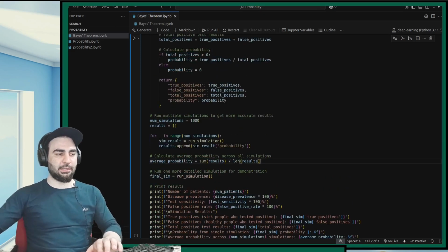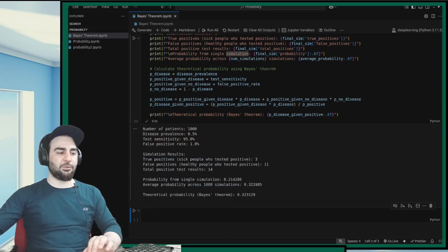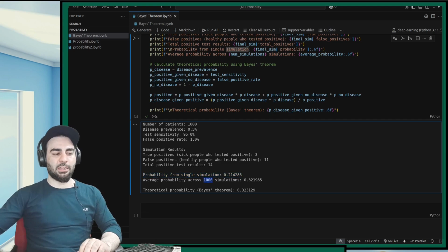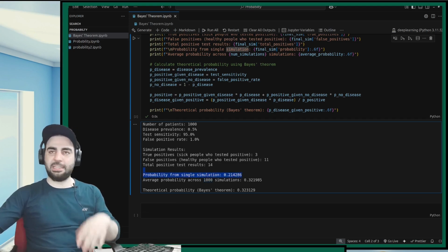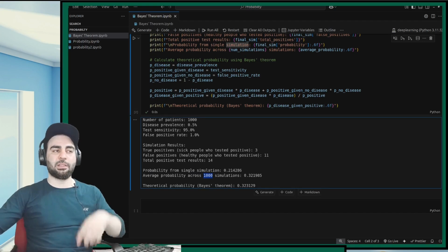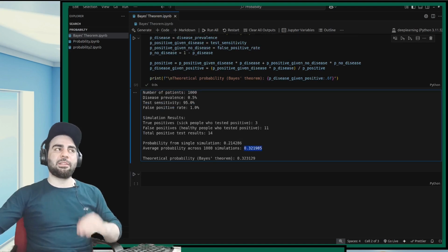Let's run this. And we have seen the number of patients is 1,000. If you see this, this comes out to be the probability from a single simulation, and the average probability across 1,000 simulations. In a single simulation, it can be wrong, and when you do it across 1,000 simulations, the probability comes out to be 0.32198. And when you see the theoretical probability, it is equal to this. The more you increase the number of patients, the better this number will get.